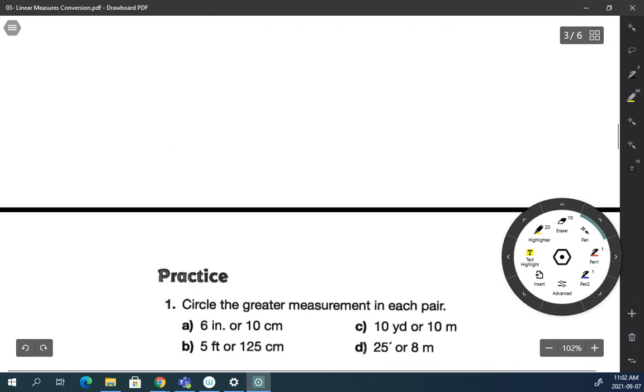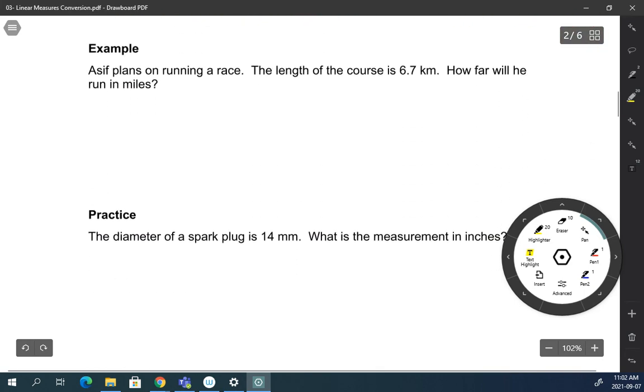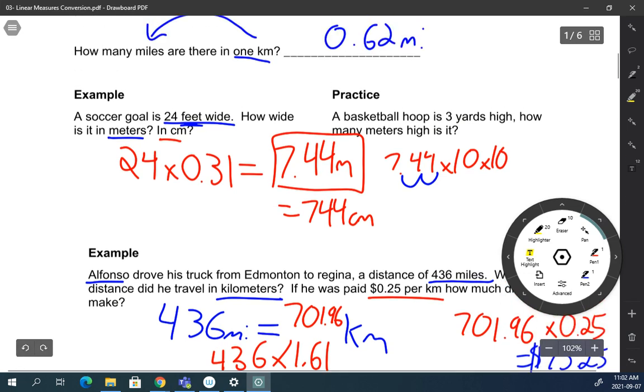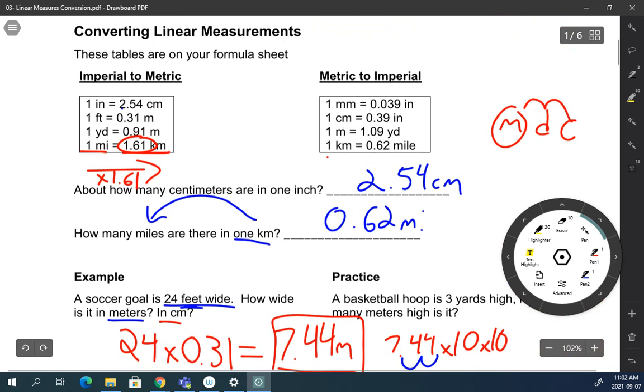There is only one last example. Like I said, this is a lot shorter and quicker than the last stuff. The last one says if the length of a course is 7.6 kilometers, how far would the run be in miles? We're starting in kilometers this time and going to miles, so it's better to use the other chart. How much is 1 kilometer in miles? It is 0.62. So to go from kilometers to miles, we're just multiplying by 0.62.